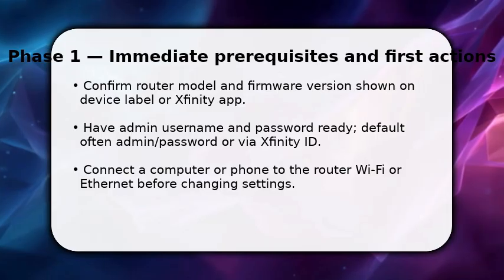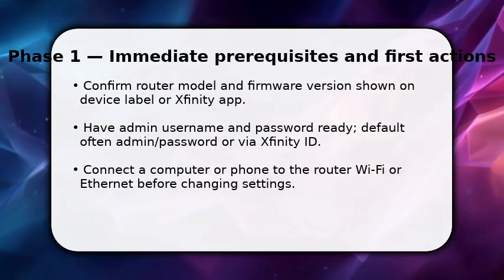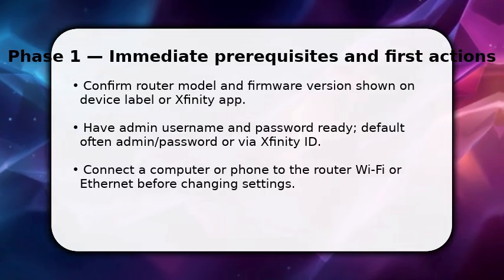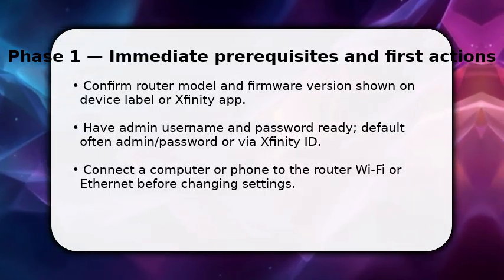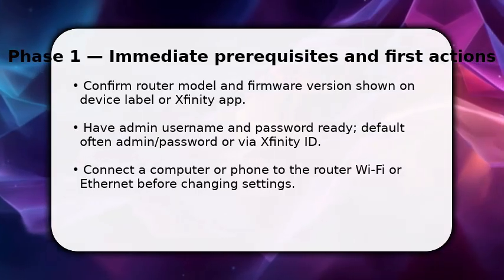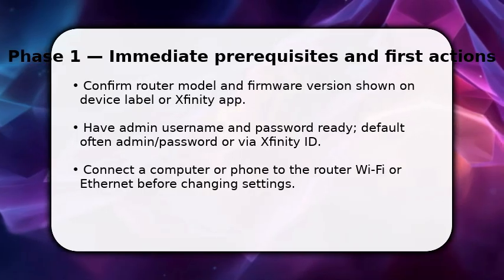You start by getting into the router now. First, identify the Xfinity gateway model and ensure you have the admin credentials. Use your Xfinity ID if required. Once done, connect a laptop or phone to the network with Wi-Fi or Ethernet so settings save reliably.